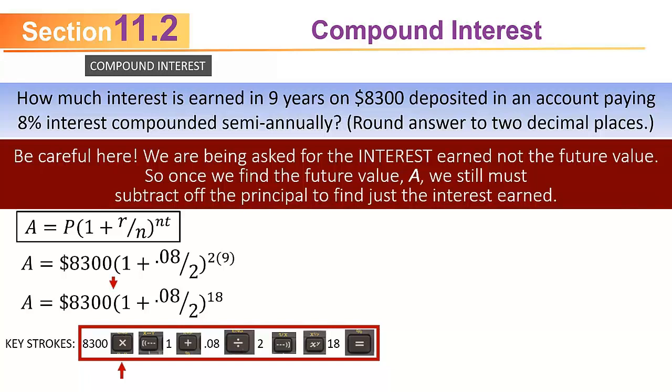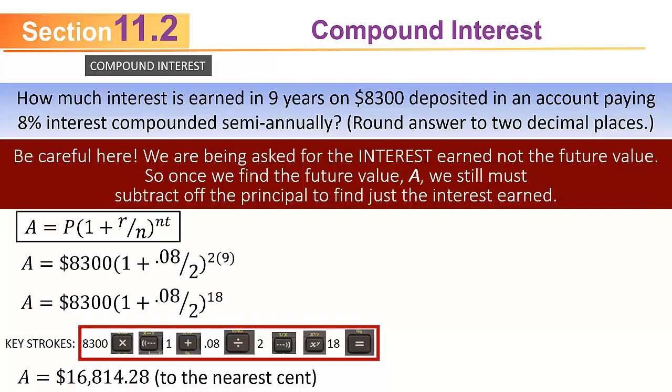That's an implied multiplication, so I have to hit multiplication. Then I do left paren, then I type in a 1, then I type in a plus, then I type in 0.08, followed by the division symbol, followed by 2. Hit the right paren to close the parentheses. The 18 is in the power, so I have to hit the X to the Y, which is the power key. That tells the calculator that I'm about to type in a power. Now I can type in 18, and when I press equal, the display should show $16,814.28 rounded to the nearest cent.